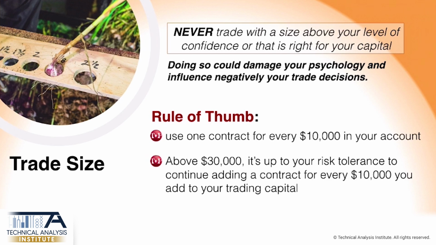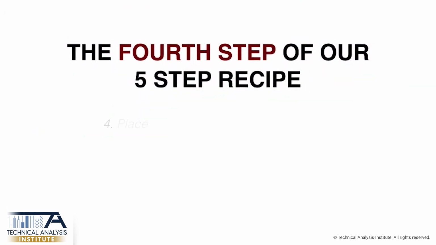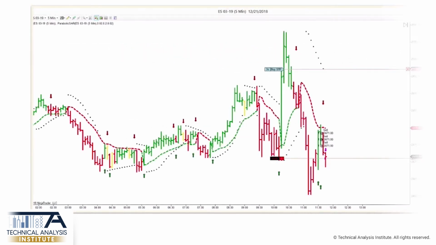For the 4th step, place your stop at the level of the SAR and trail it as the SAR moves. At the time I placed my order, the SAR was at $24.97, so I placed my stop there.